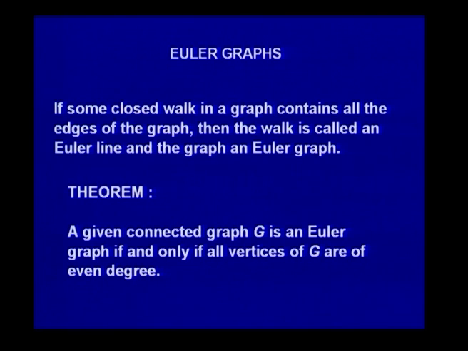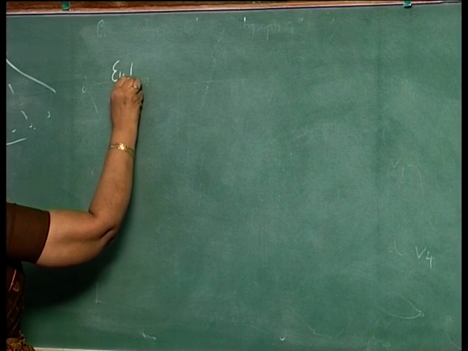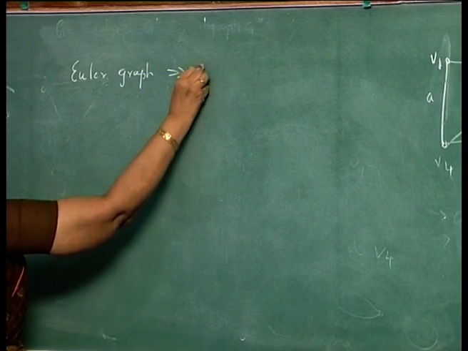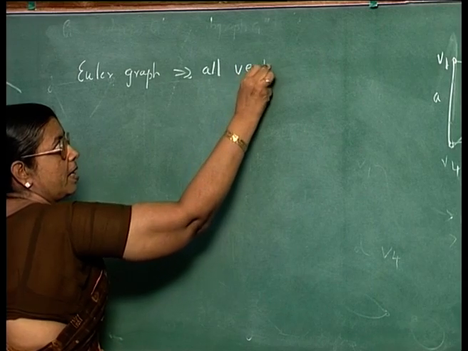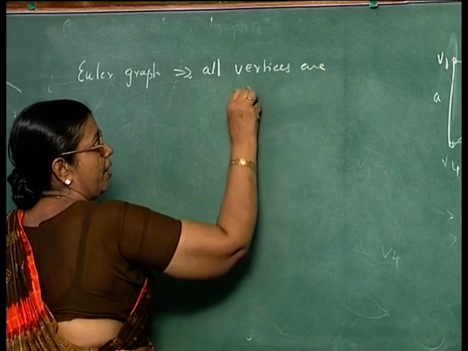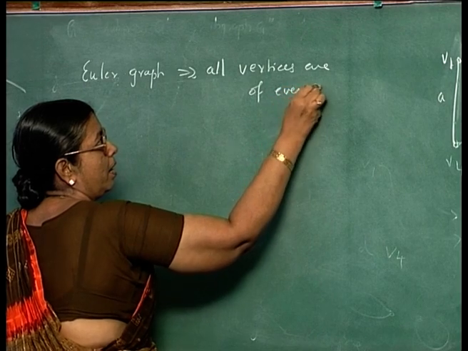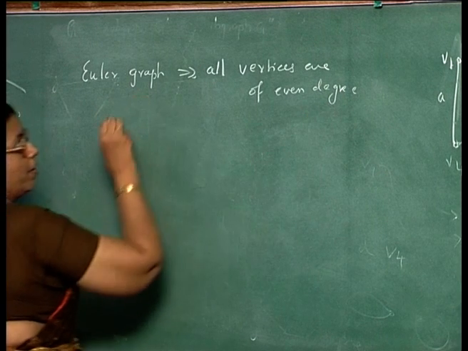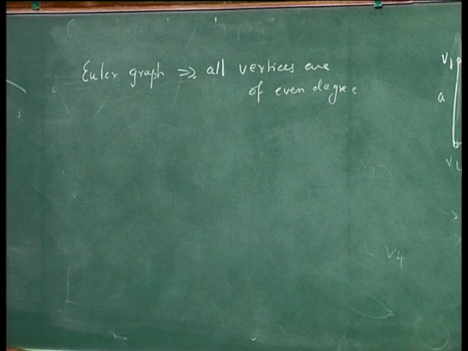Let us prove that theorem. The first portion is, if it is an Euler graph, then all vertices are of even degree. Then we have to prove the converse. If all vertices are of even degree, then the graph is an Euler graph.